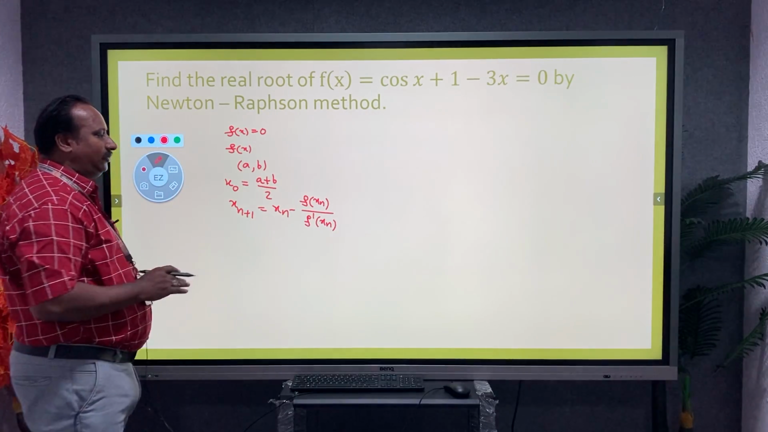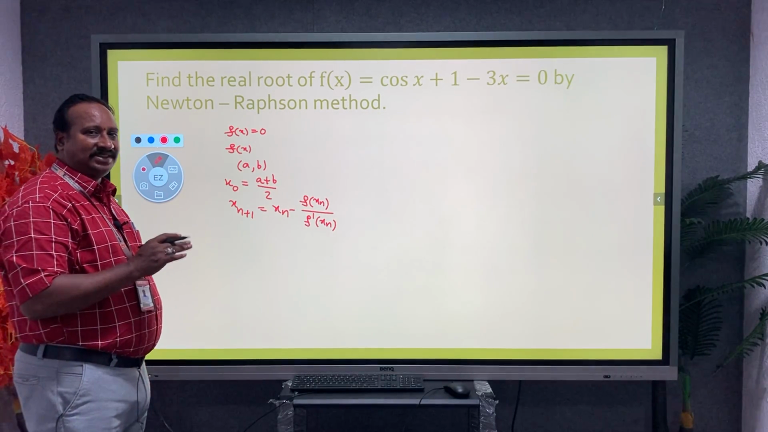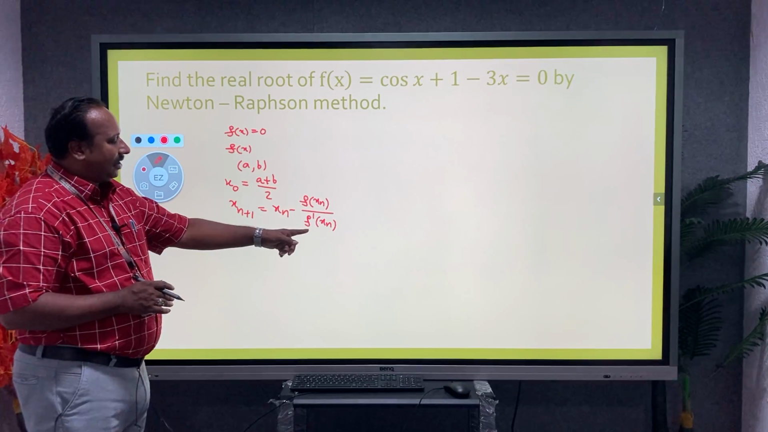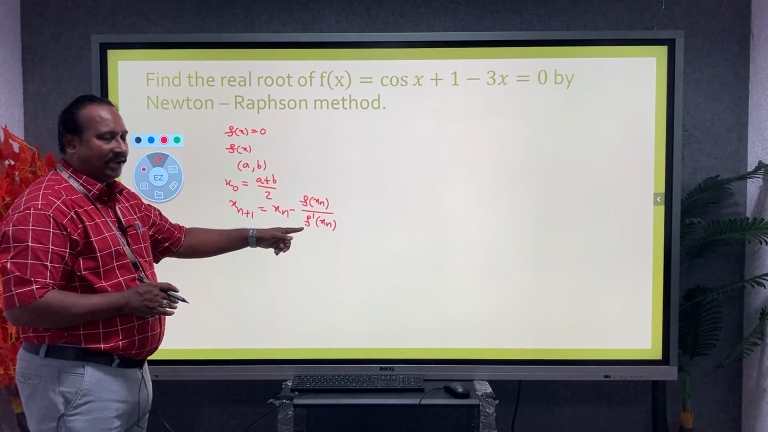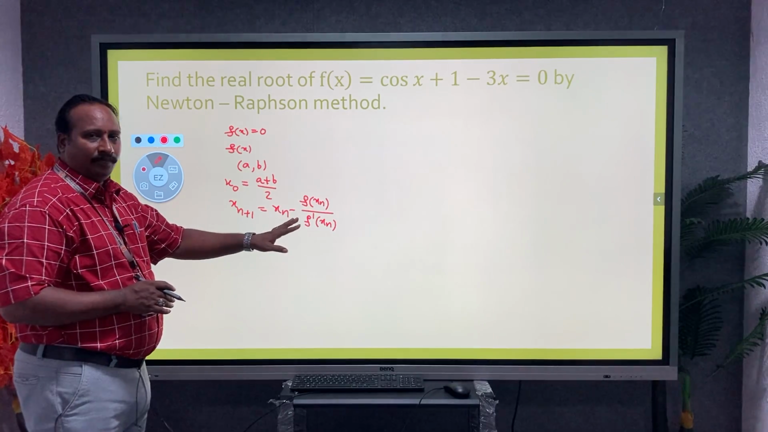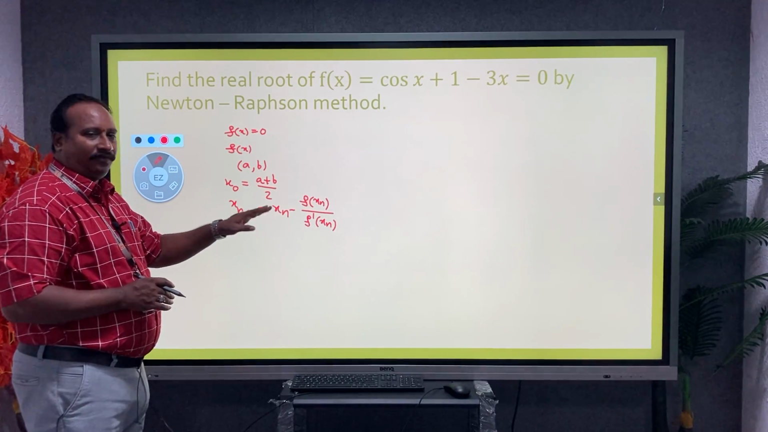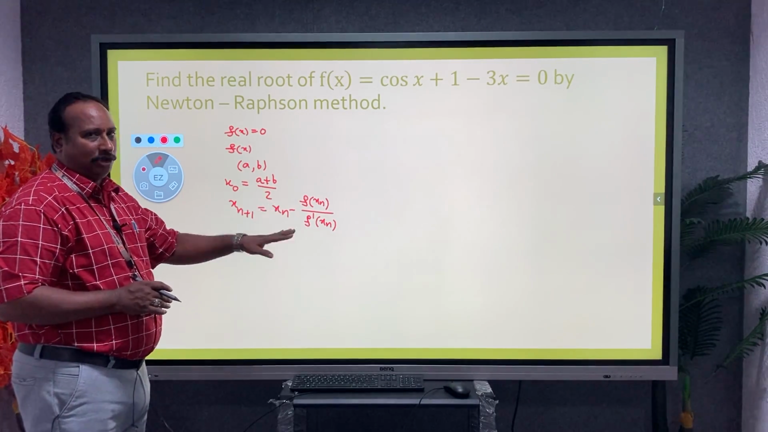So this method fails when f dash of x is 0. Why? Because when we take f dash of x equal to 0, the function f of x by f dash of x is undefined. So that's why this method fails when f dash of x equal to 0.